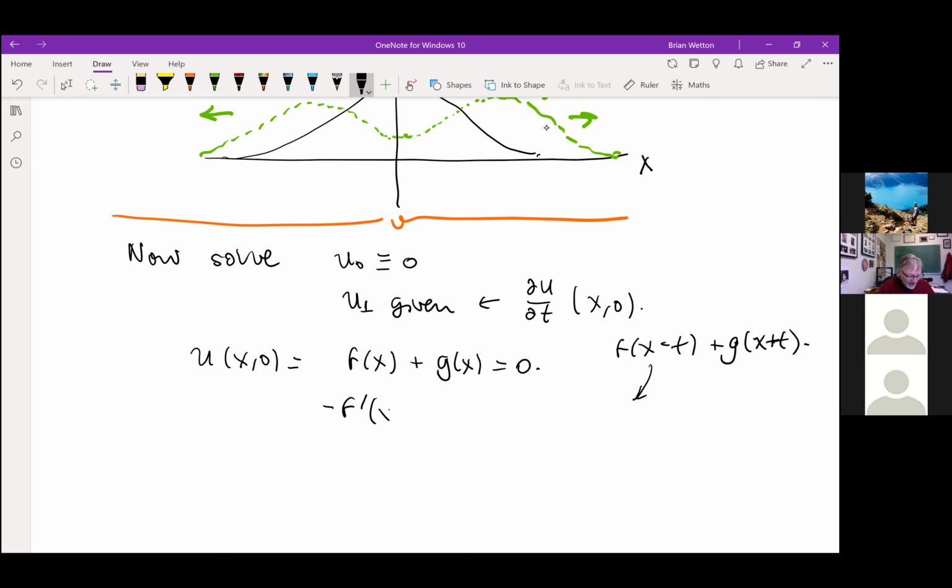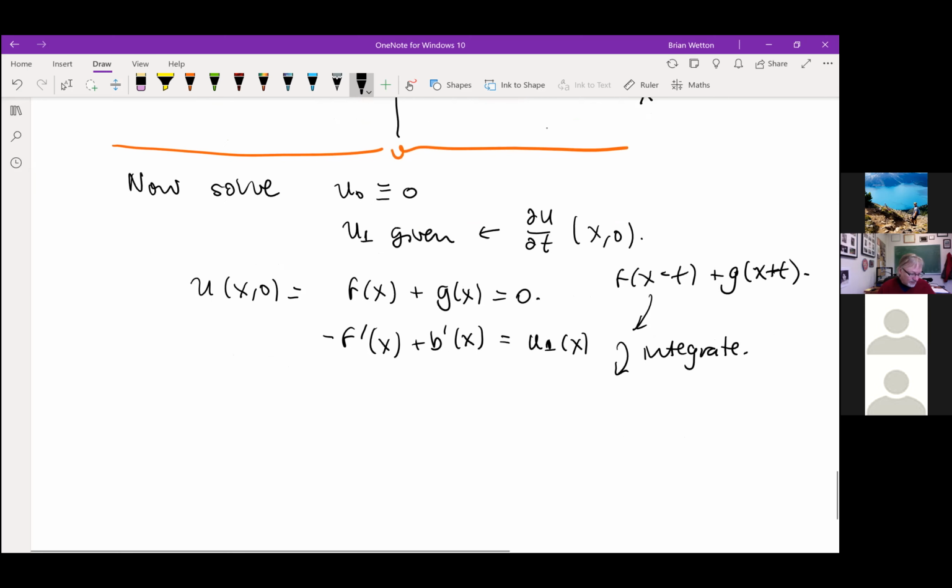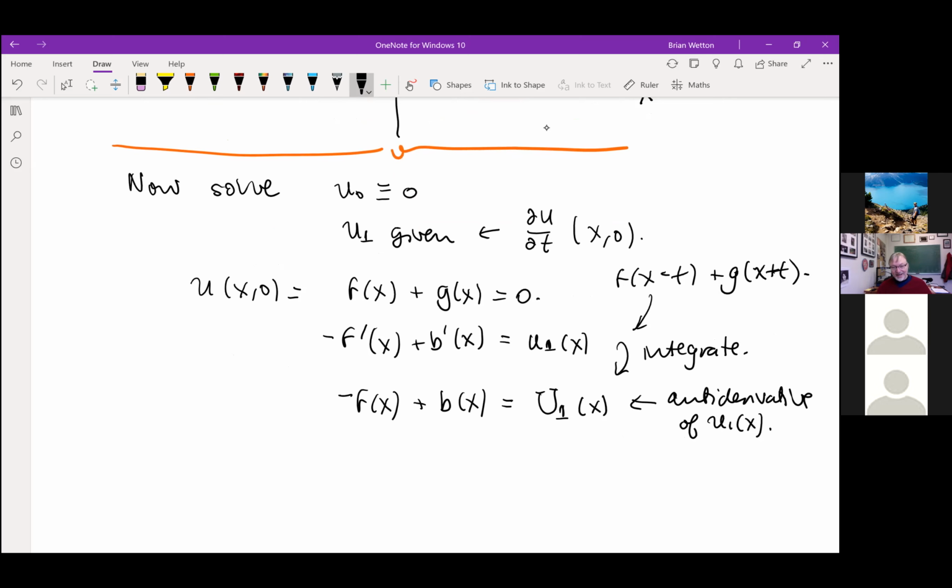F prime of x plus g prime at x is equal to u1 of x. Now I have to integrate to proceed. And that tells me that minus f of x plus g of x is equal to, now I'll call this capital U, an antiderivative of u1 of x. So I have to integrate the initial data, right?